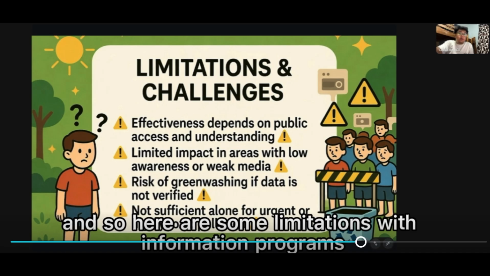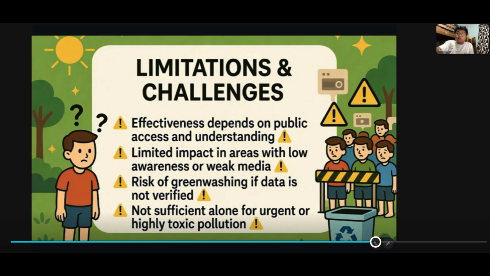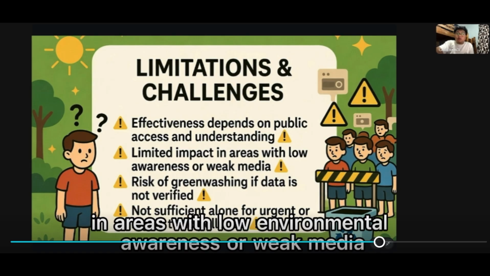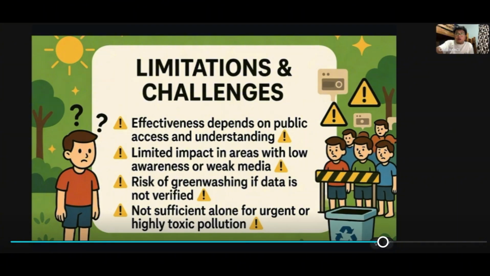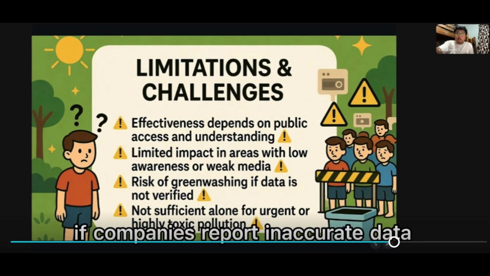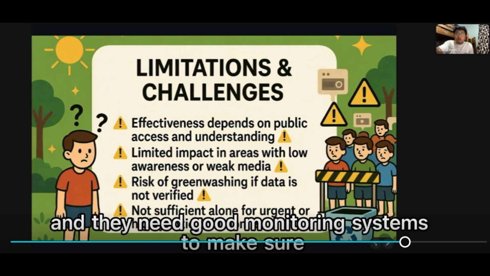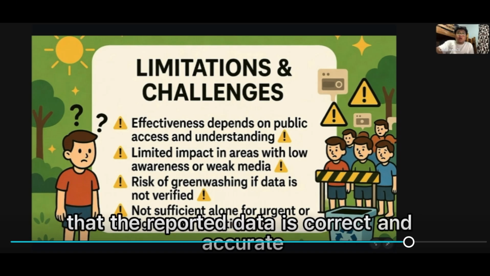So here are some limitations with information programs. Their success depends on whether people can actually access and understand the information. In areas with low environmental awareness or weak media, the impact is limited. There's also a risk of greenwashing if companies report inaccurate data. They also may not be strong enough for urgent or highly toxic pollution problems, and they need good monitoring systems to make sure that the reported data is correct and accurate.